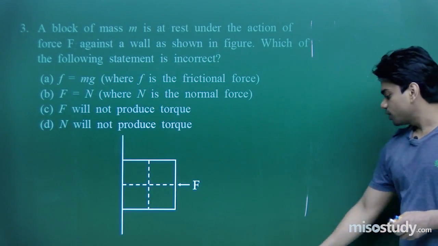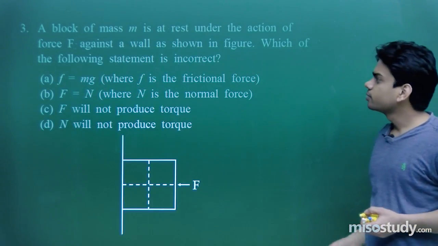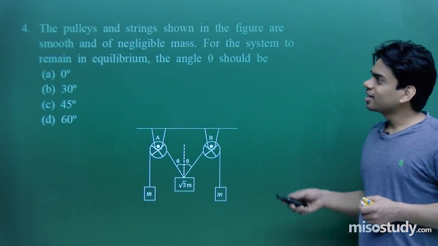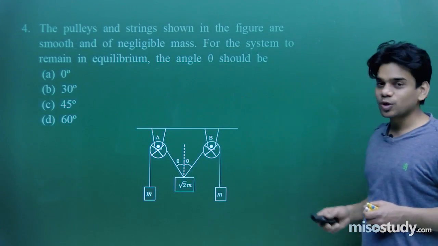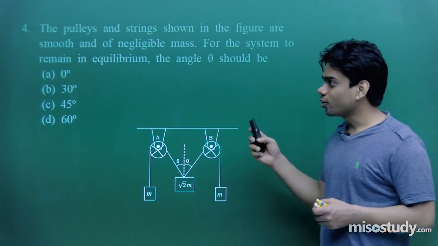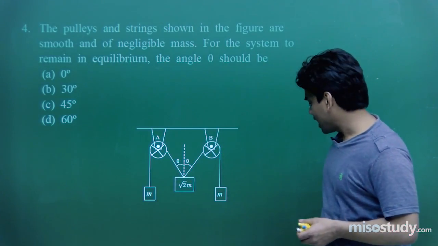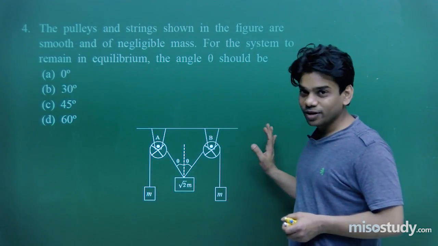Next question of the class we have as question number 4. The pulleys and strings shown in the figure are smooth and of negligible mass. For the system to remain in equilibrium, the angle theta should be A 0 degree, B 30 degree, C 45, D 60. I believe that you all can visualize this diagram. If not, don't worry, I will also draw the diagram.